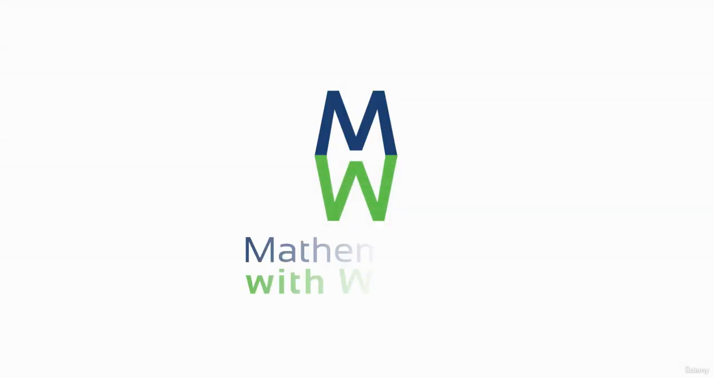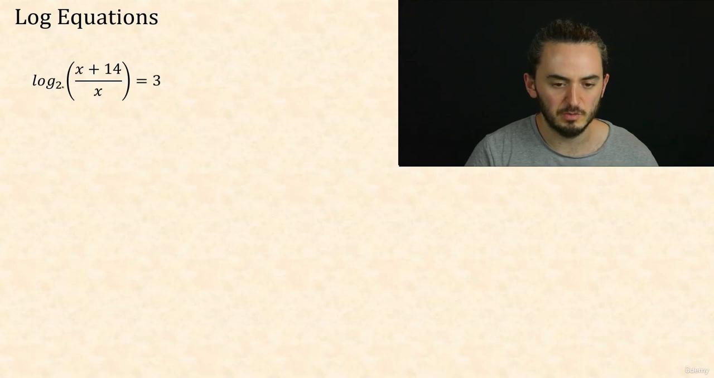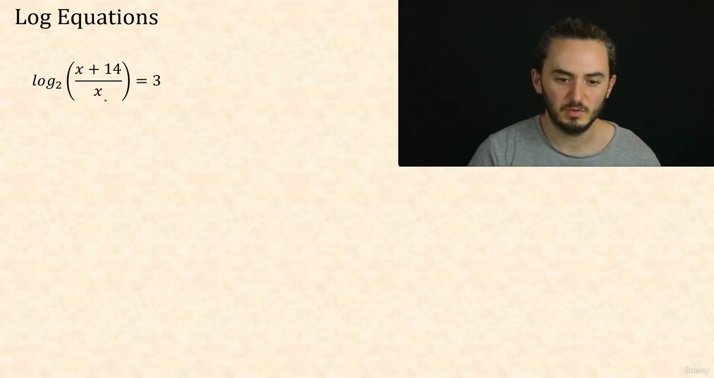This is the first video where we're going to be looking at equations involving logs. Solving equations that involve logarithms usually involves initially getting rid of the logarithms. That's the first challenge, and then often you're left with some kind of linear or quadratic equation to solve. Let's take a look. Okay, so this equation is log base 2 of x plus 14 over x equals 3.